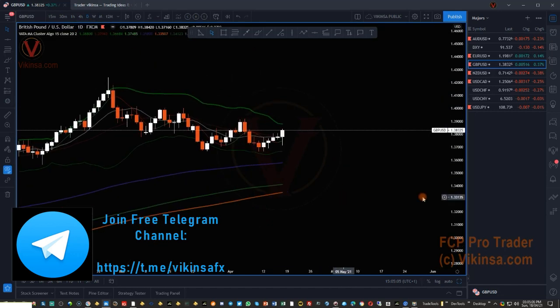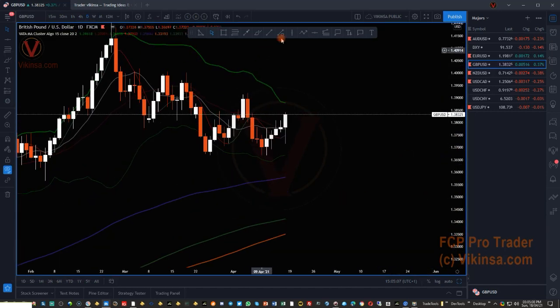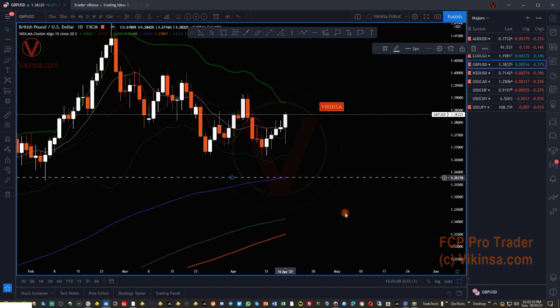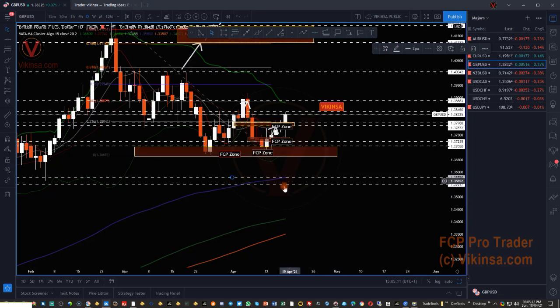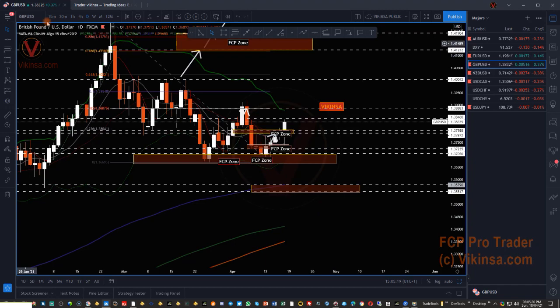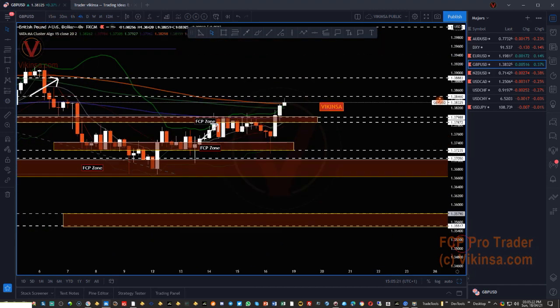Let's look at the daily time frame. On the daily time frame, the market can fall into this moving average right here. That is also an important level. We previously had that level as well here, so we can classify that as a zone here. Okay, let's go to the 4 hour time frame and see what has been happening.